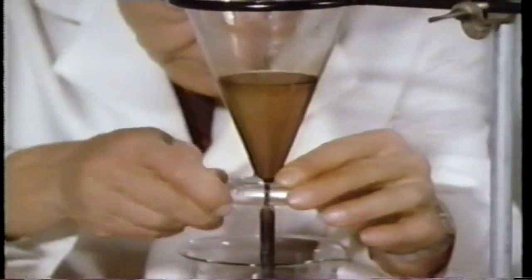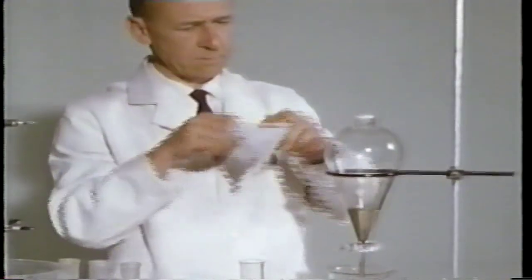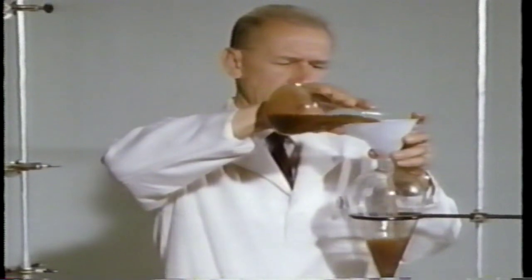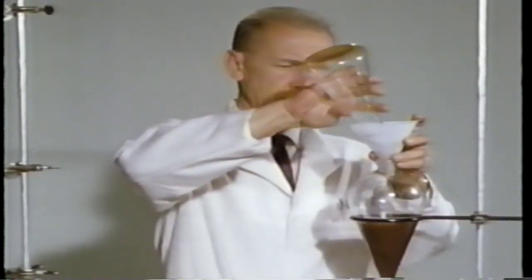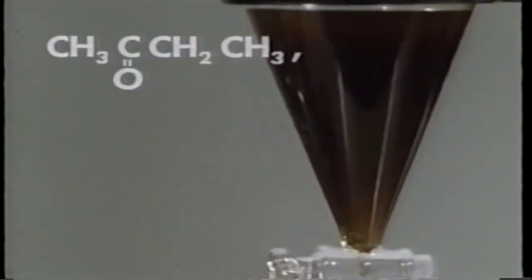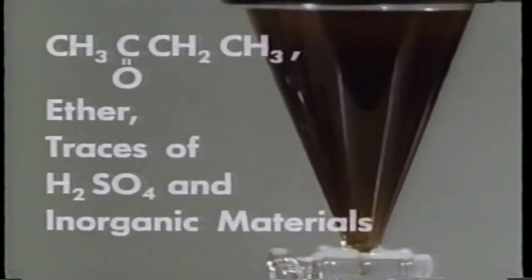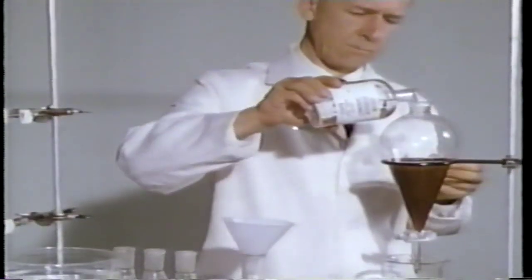Several such extractions with fresh ether remove virtually all the ketone from the aqueous layer, which is discarded. All the ether extracts now go back into the separatory funnel. The synthesized ketone is in the ether solution. This solution contains the desired product, 2-butanone, ether, traces of the sulfuric acid, and some of the inorganic materials used in the synthesis. Now, continue the purification.